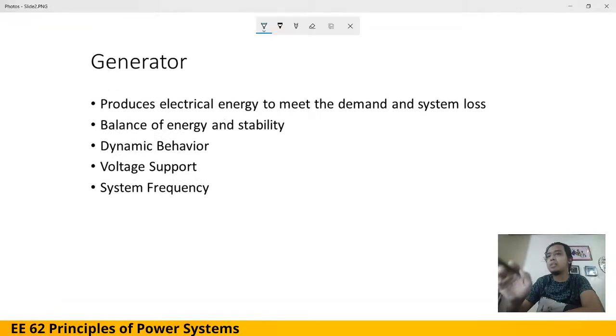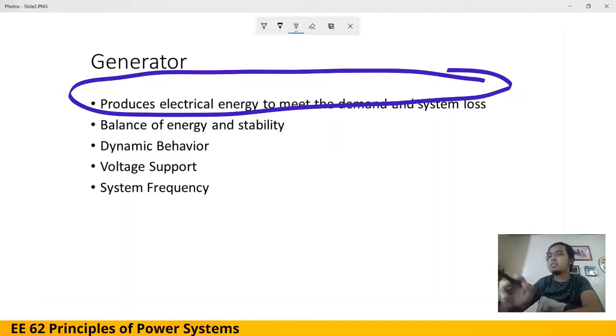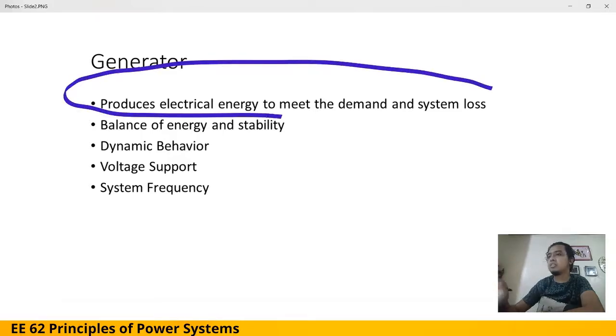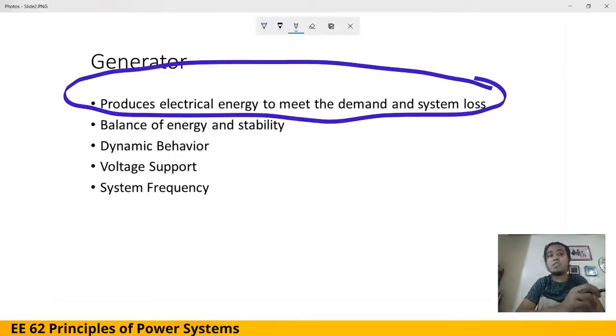So your generator, its main purpose is this one. Its main purpose is to produce electrical energy to meet the demand and system loss. So yun. So that's what we want to get from a generator. Okay, so you want to produce electrical energy, and it's basically what your generator is doing.